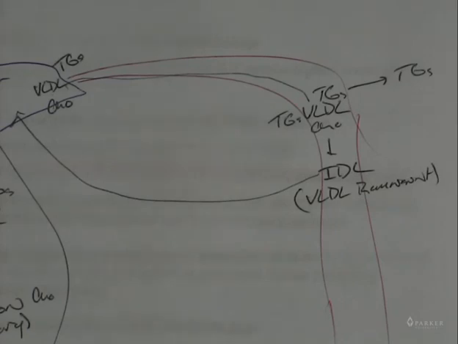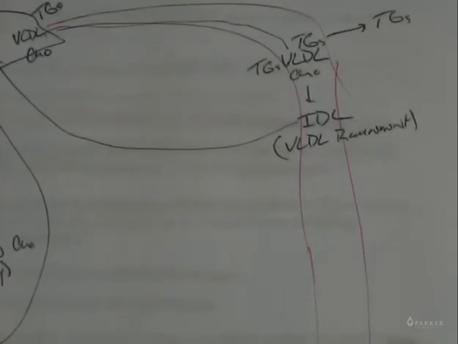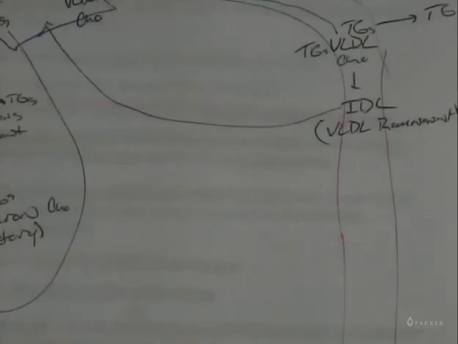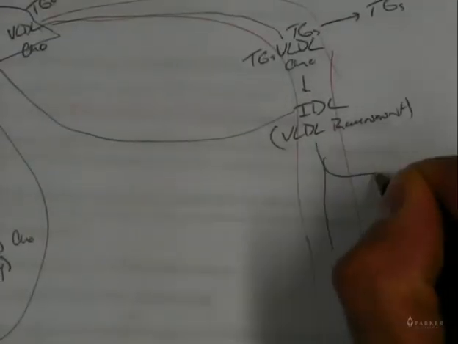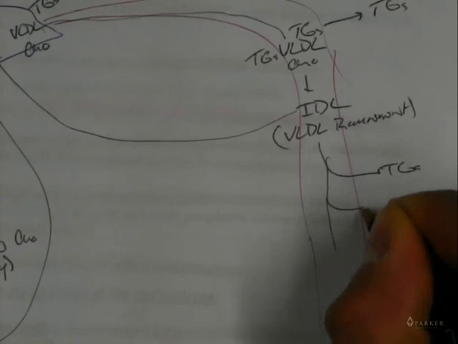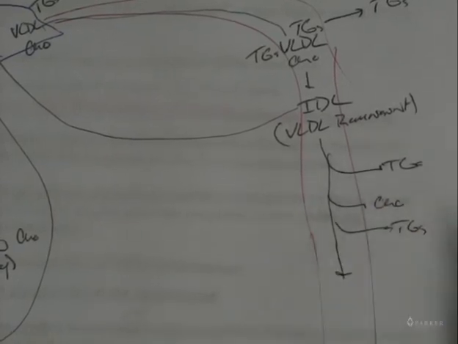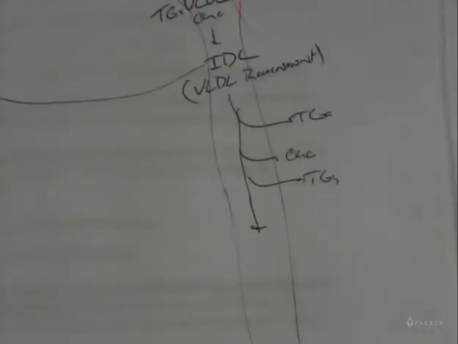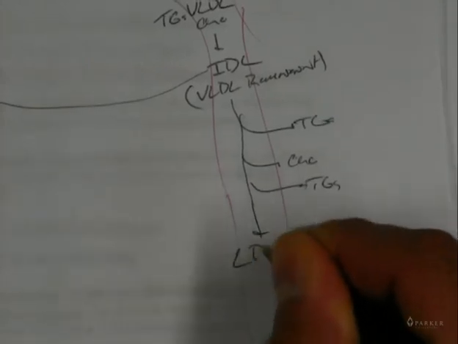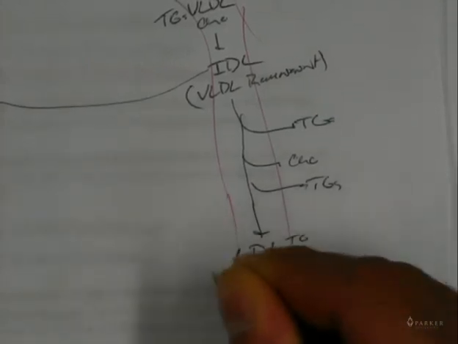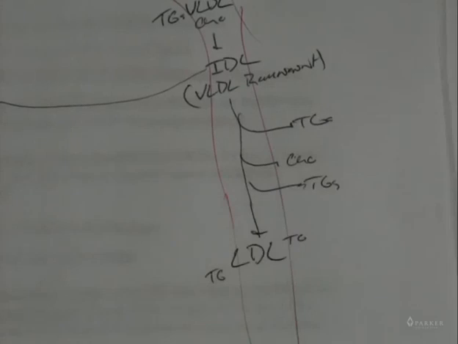and the process continues. The other option is this guy does not go back to the liver. He is not reabsorbed and broken down. He continues on his merry little way, and along the way, he drops off TGs and cholesterol and whatever else he's dropping off, primarily TGs. As he's dropping fats off, does he become more dense or less dense? He becomes more dense. So he goes from IDL to LDL. He goes from intermediate density to low density. The whole time, these guys are increasing in density as they drop fats off.